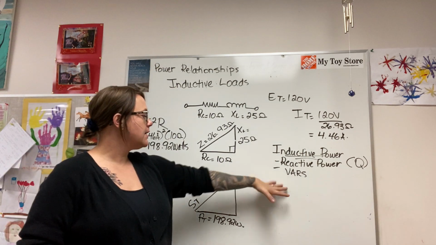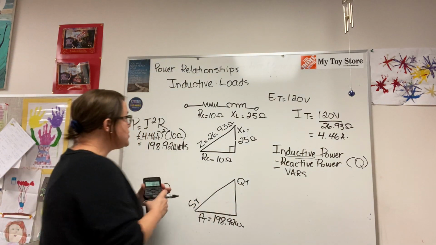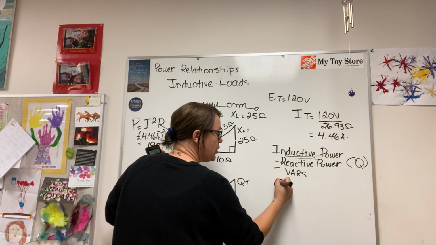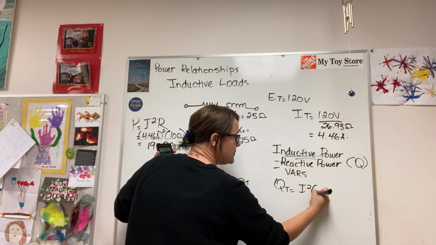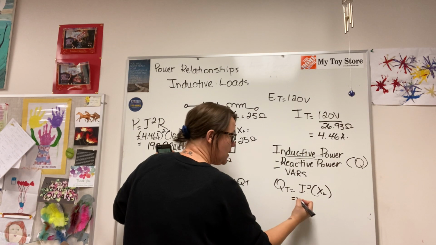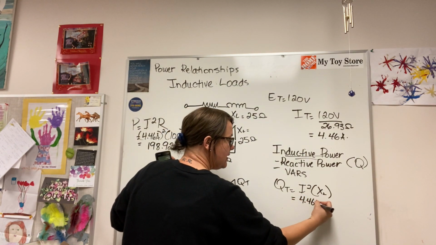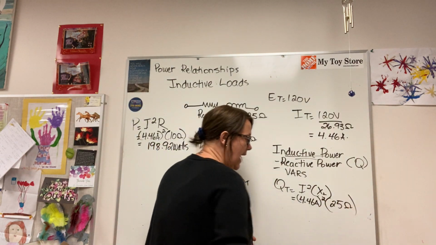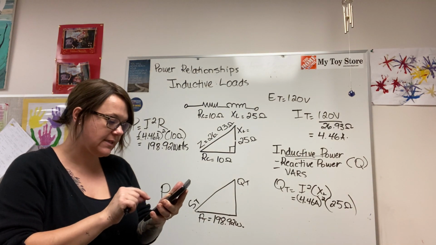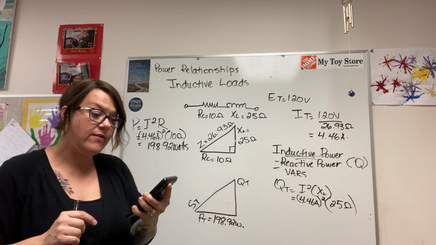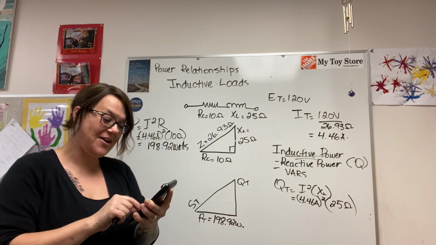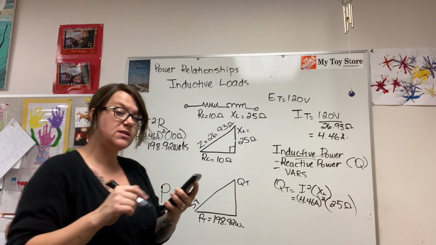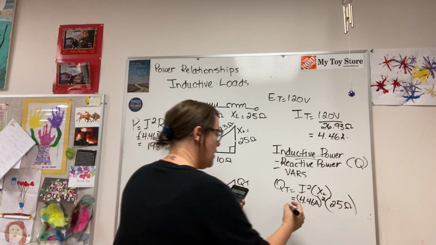So now I want to find the inductive power, my reactive power. We're going to use the same formula, but instead of R, we're going to replace that with XL. So Q total equals I squared times XL. Again, 4.46 amps squared is my current times 25 ohms will give me my reactive power. So 4.46 squared times 25 equals 497.29 VARs.